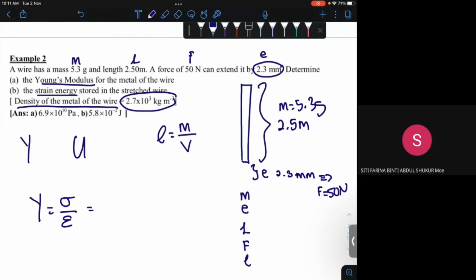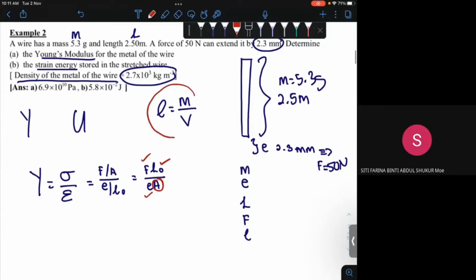So your stress is actually force over area and your strain is extension over original length ya. And then kalau kamu rearrange this equation, awak akan dapat FL naught over A dekat sini. Okay, so berdasarkan sini F kita ada dalam soalan. Extension dia bagi untuk 2.3 adalah sebanyak 50 Newton. And then original length pun ada, area yang tak diberi dalam soalan. However, you can deduce your area. Macam mana nak deduce the area?